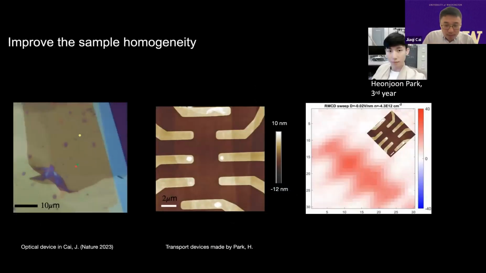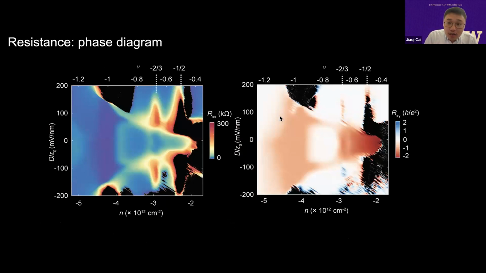In the past year, we developed a lot of techniques to make the sample more homogeneous, and by optical probe we can verify that the whole sample is magnetized at zero magnetic field. If you take a resistivity map as a function of doping and electric field, you can see that several resistance dips happen in the phase diagram. The longitudinal resistance goes to almost zero at nu = -1, and has those pockets at nu = -2/3, and very astonishingly at -1/2. The resistivity got quantized even at zero magnetic field.